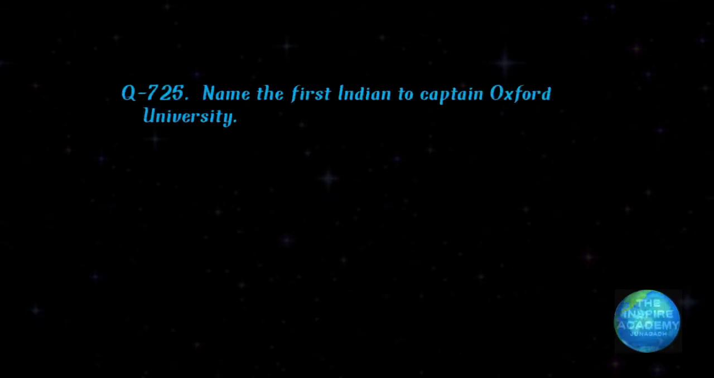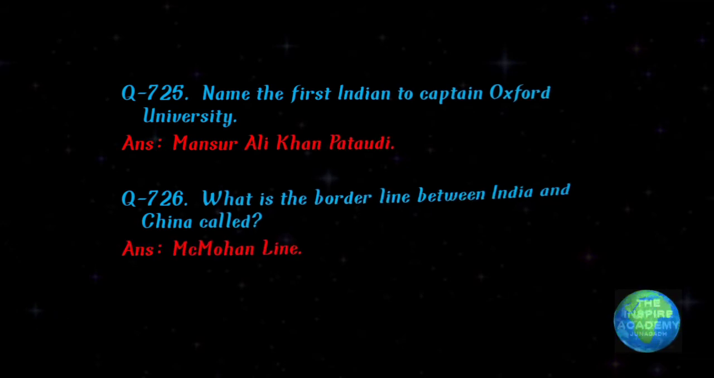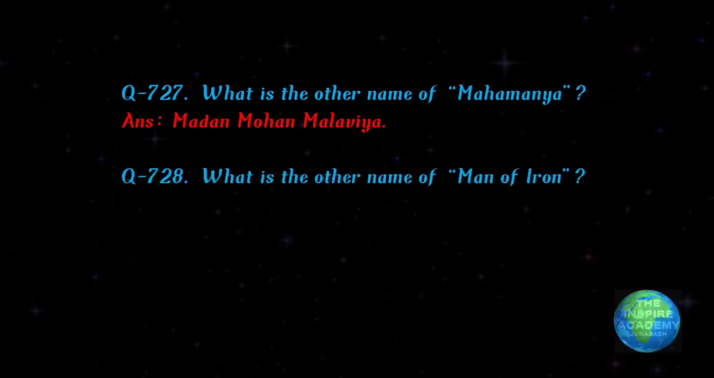Name the first Indian to captain Oxford University. Mansur Ali Khan Pataudi. What is the border line between India and China called? McMahon Line. What is the other name of Mahamanya? Madan Mohan Malviya. What is the other name of Man of Iron? Sardar Patel.